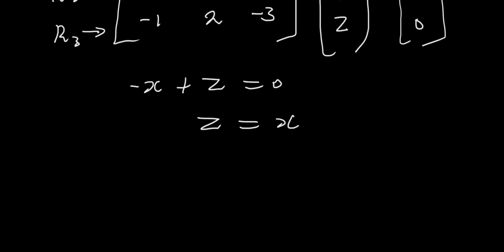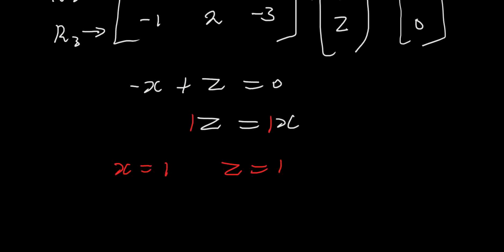So what this means is that the coefficient of z here is 1, and that is the value of x. x is equal to 1. And the coefficient of x here is 1, and that is the value of z. So z is equal to 1. I hope that makes some sense.